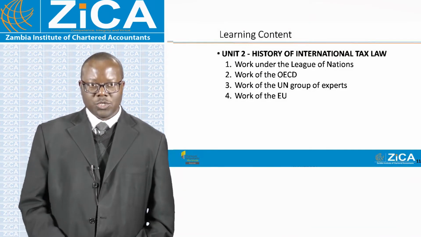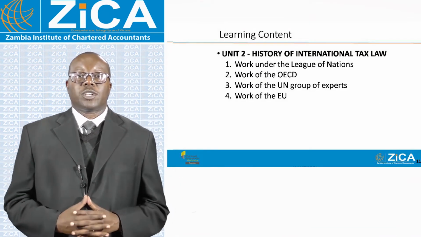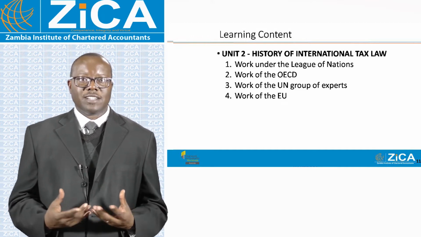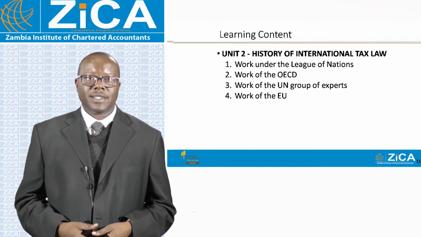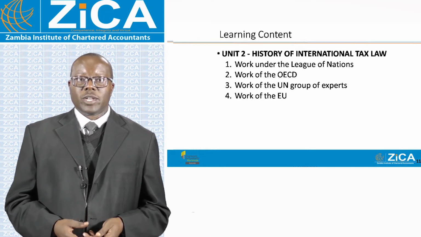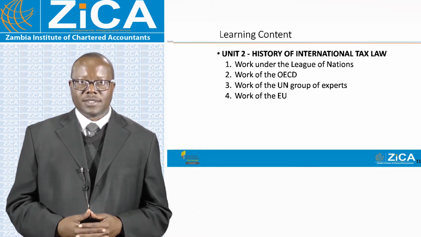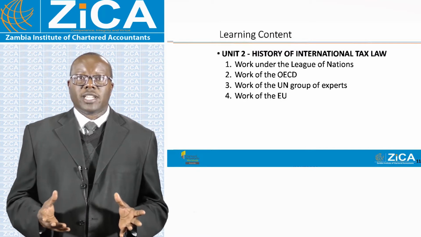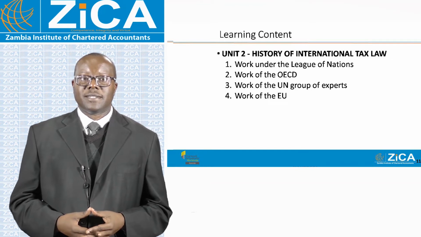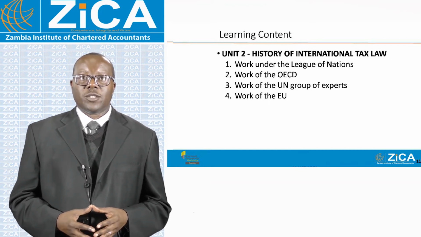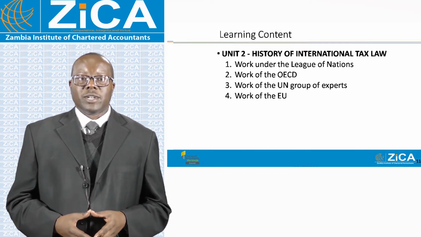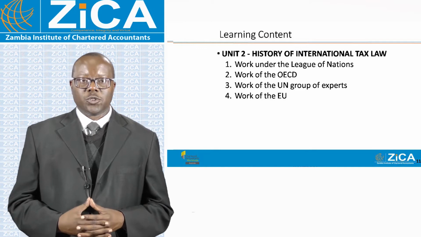Next unit, Unit 2, History of International Tax Law. Under Unit 2, which covers the history of international tax law, the elements which should be covered are 1. The work under the League of Nations. 2. The work of the Organization for Economic Cooperation and Development, OECD. 3. Work of the United Nations Group of Experts. 4. The work of the European Union.